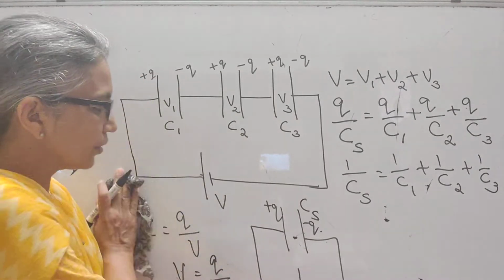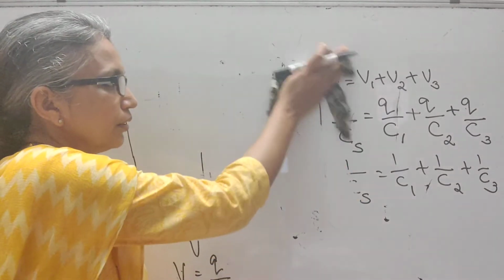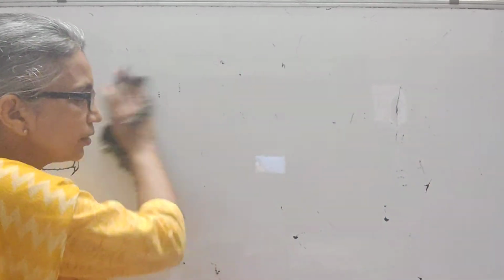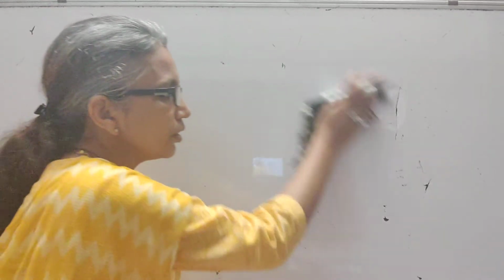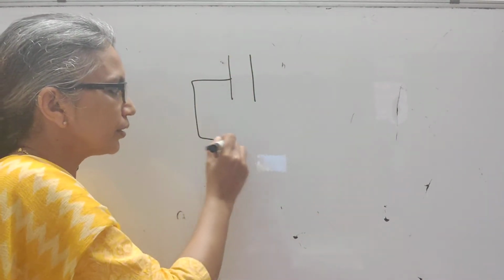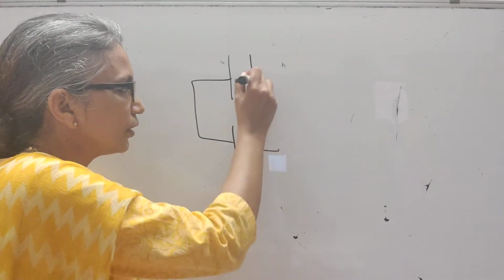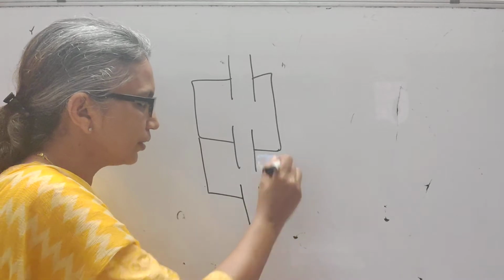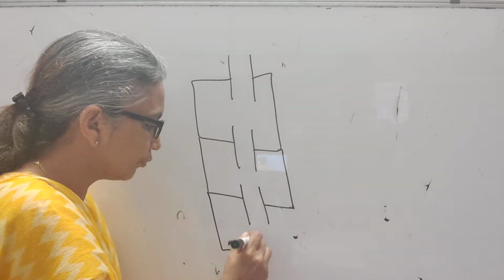The same three capacitors, suppose you connect them in parallel, then let's see what will happen. The same three capacitors with capacitance C1, C2 and C3, I'm now going to connect in parallel like this. C1, C2 and C3 all connected in parallel like this to a potential difference V.